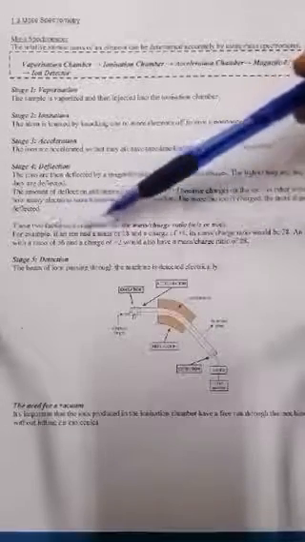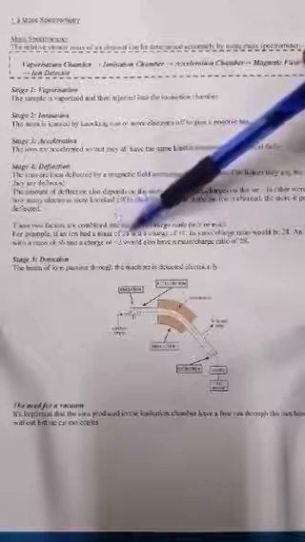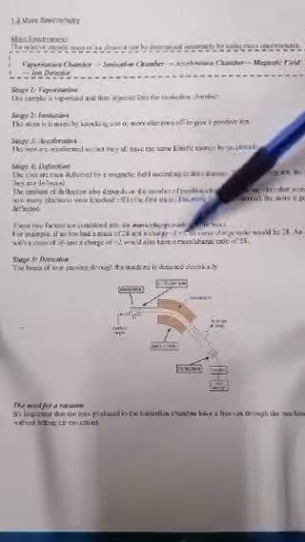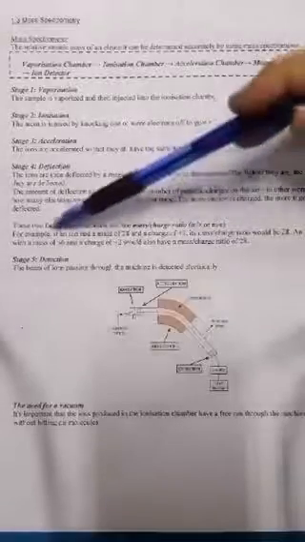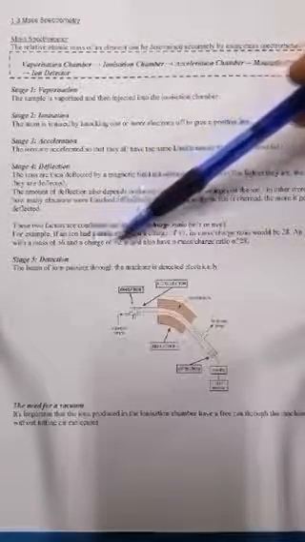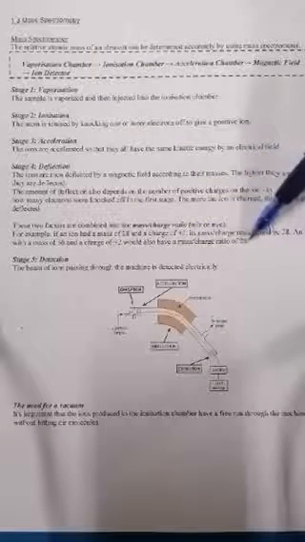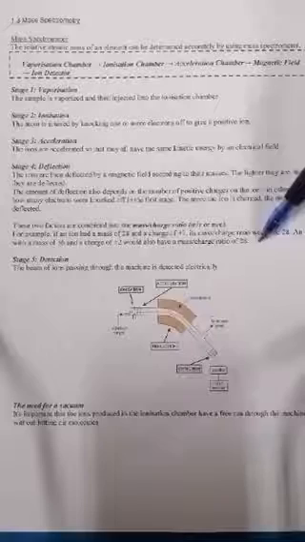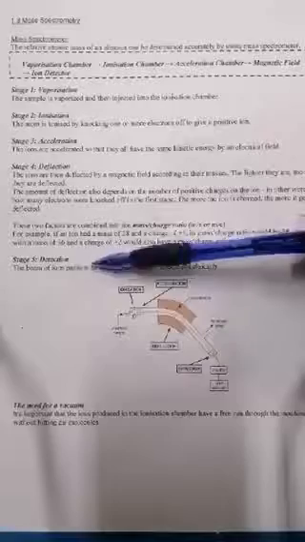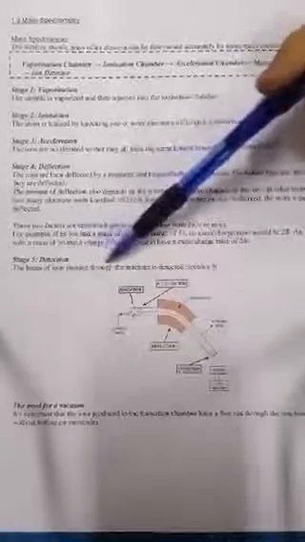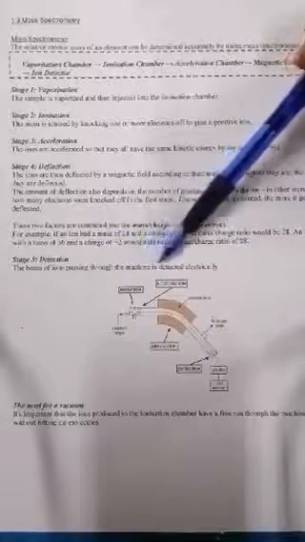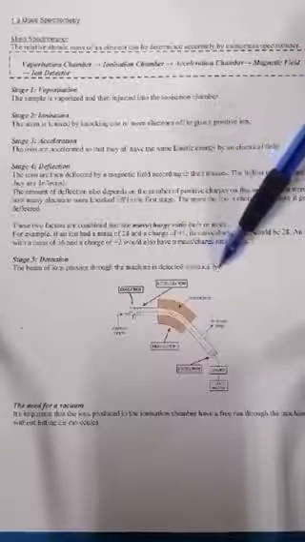For example, if an ion had a mass of 28 and a charge of positive 1, its mass to charge ratio would be 28. An ion with a mass of 56 and a charge of positive 2 would also have the same mass to charge ratio of 28, because 56 divided by 2 is 28. At stage 5, detection. The beam of ions passing through the machine is detected electrically.